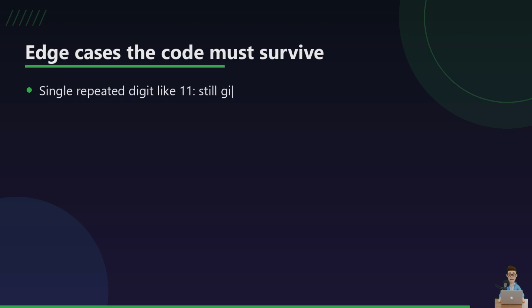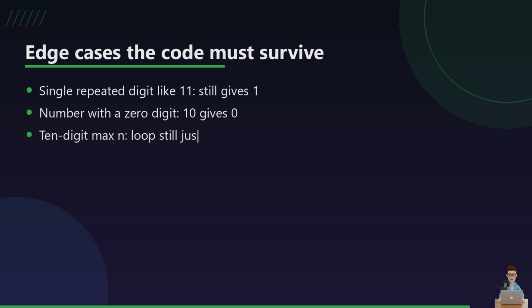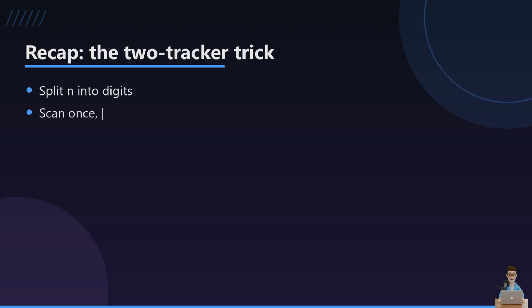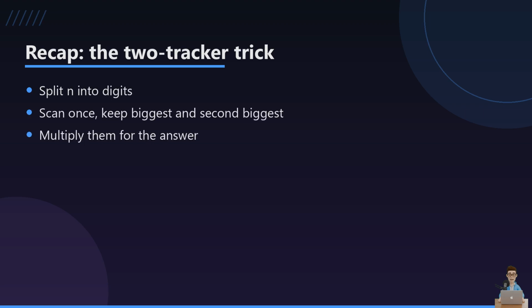If both digits are the same, like 11, max2 still fills in correctly and gives us 1. If there's a 0 in there, like 10, the product correctly comes out to 0. The loop doesn't care how many digits there are, it just scans once regardless of size. So remember that 22 case that could have tripped us up. Now you see why keeping max2 starting at 0 and updating it on ties handles it perfectly. One pass, two trackers, done.